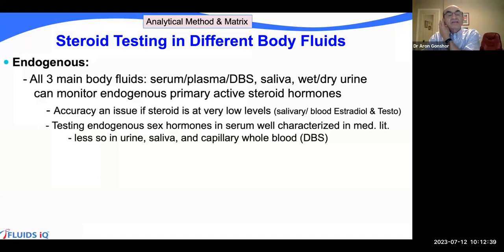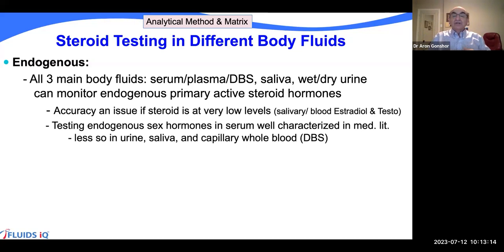So when you're looking at steroid testing in different body fluids, there are two basic ones. There's endogenous, meaning it's produced in the body. So all three of the main body fluids, either serum, plasma, and DBS, what we call blood in its various forms, or saliva, that's number 2, or urine, wet or dry, that would be number 3. They can all monitor endogenous steroids, especially the primary steroids, like cortisol, testosterone. Those are called the primary active steroid hormones.